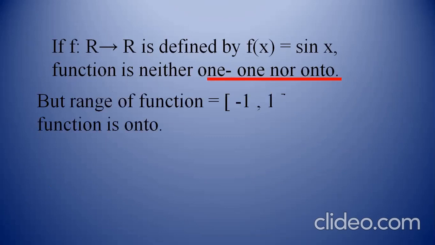But if the range of the function is specified, it becomes an onto function. So if we specify the range of the sin x function, then sin x becomes an onto function. If we restrict the range to the closed interval minus 1 to 1, the sin x function becomes an onto function.